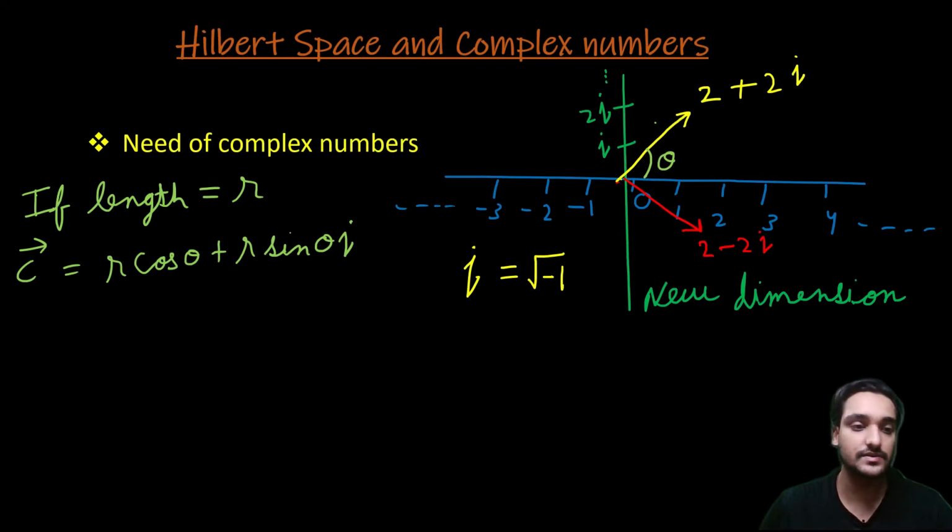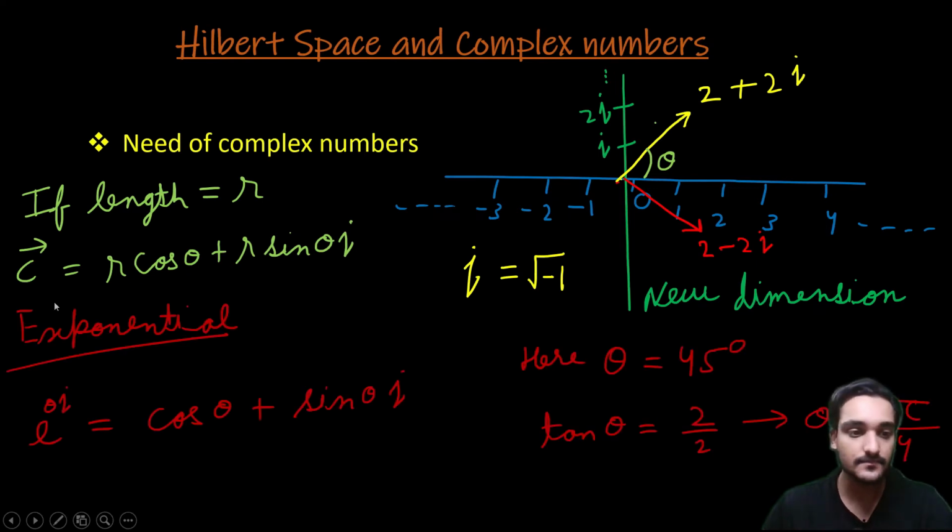It can be broken into components using trigonometry. If the length of this vector is, for example, 2 units, then it can be broken into trigonometric expressions in this manner: r cos theta plus r sin theta with an i, which is the complex part of the number. And it can also be represented in the form of an exponential expression, e to the power i theta. Over here, as you can see, both the x and y axis have 2 and 2 length, so the angle theta becomes 45 degrees, and we can say it is pi by 4.